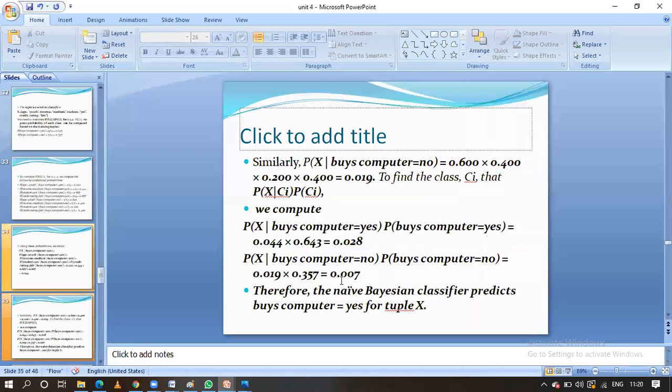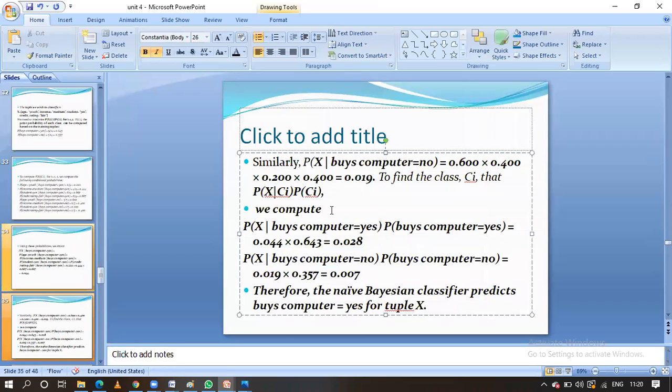Finally, what we have to do, right? The probability of X given buys a computer equal to no we also calculated, and we got 0.019, guys. Finally we have to calculate the main probability, that is the Naive Bayes classification. How are we going to get that? If we multiply the probability of X given buys a computer equal to yes with the probability of buys a computer, we get the main value, that is 0.028. Likewise for no also, the value we got is 0.007, guys.